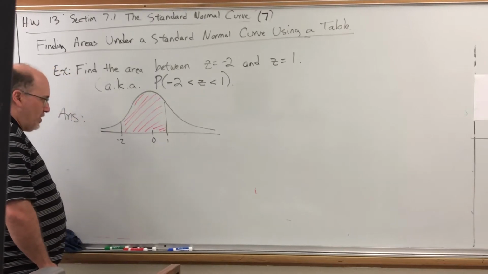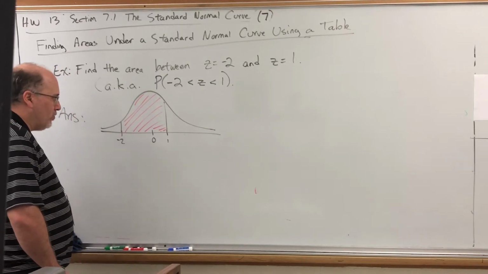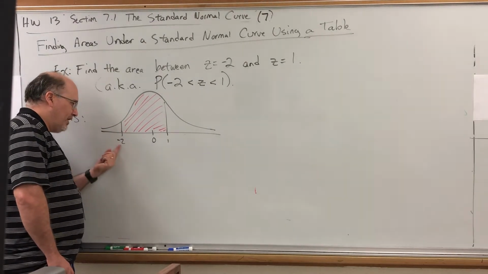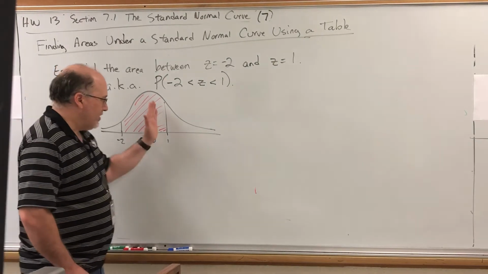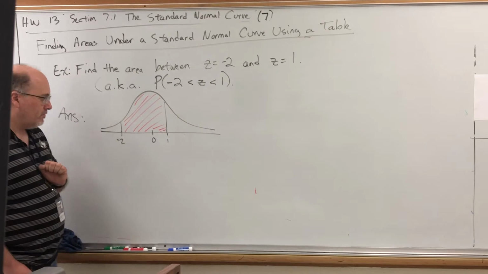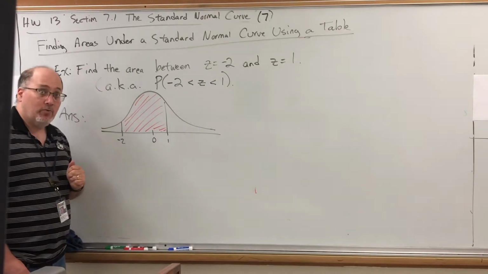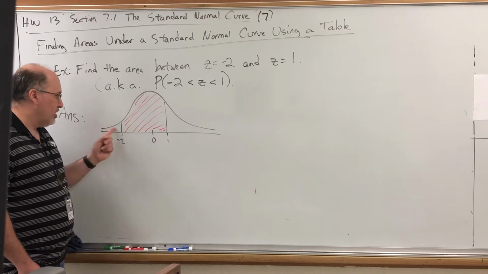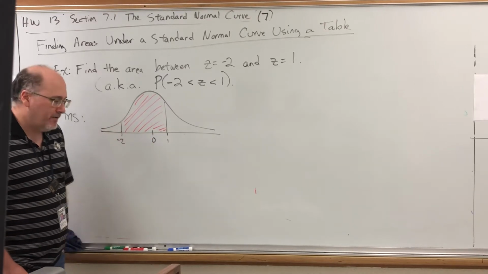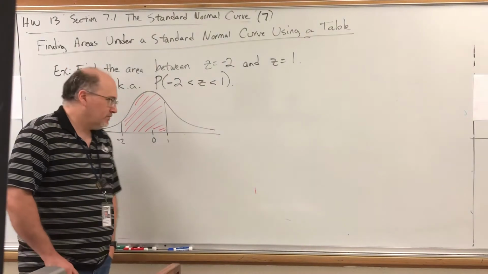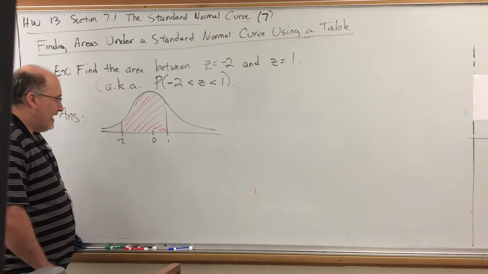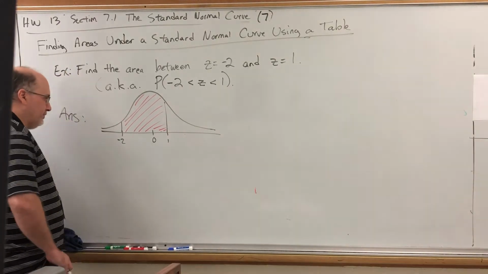There are two trains of thought. Train of thought number 1. I know how to find the area to the left of something, to the left of -2. I know how to find the area to the right of something, to the right of 1. And I know all of the area adds up to 1. So could I just look up both of these, add them, and then subtract it from 1? And the answer is yes. But there's a little bit easier way to do that. In fact, why don't we just chase that down?